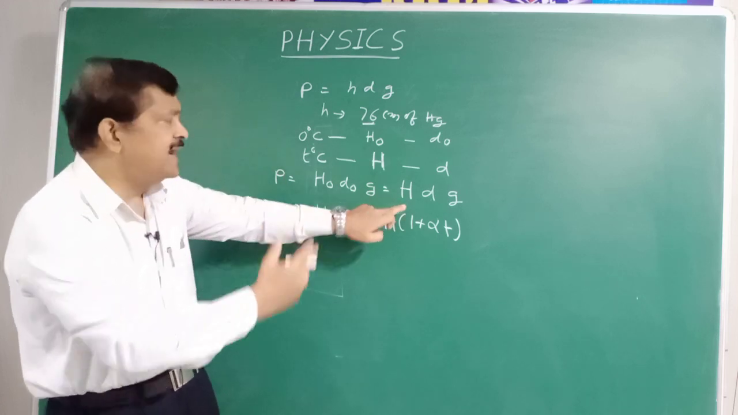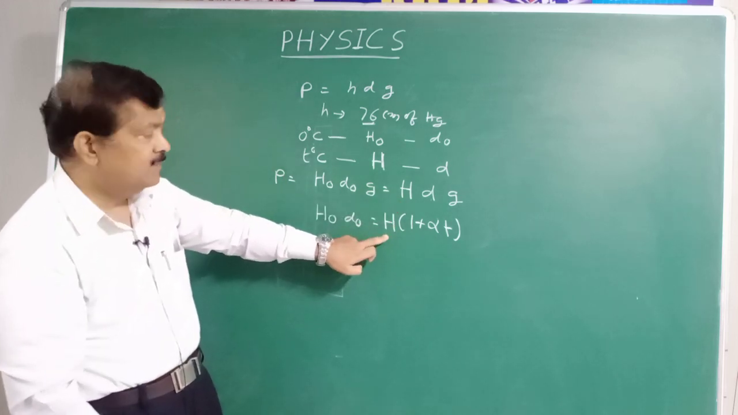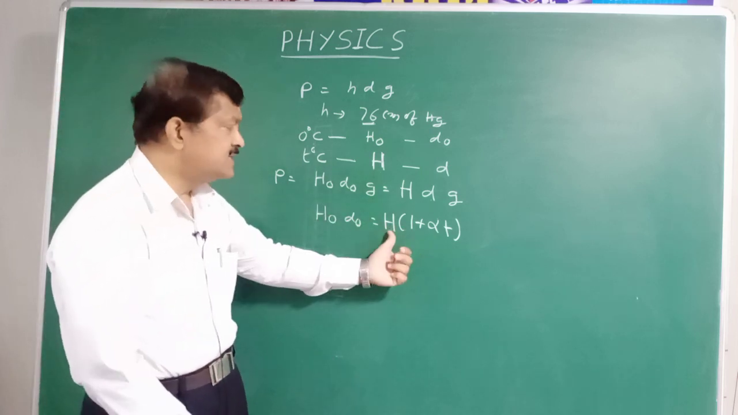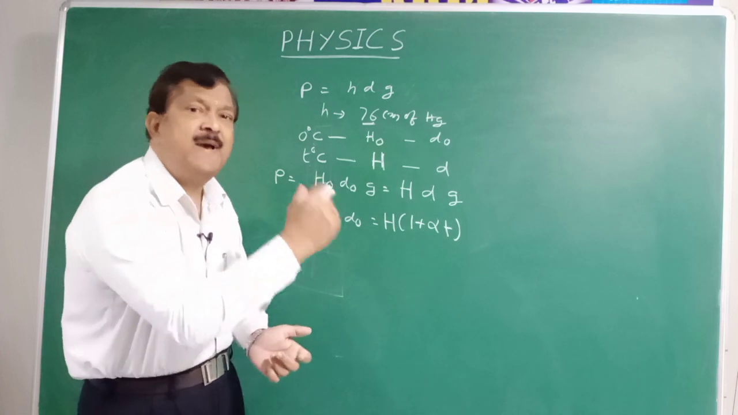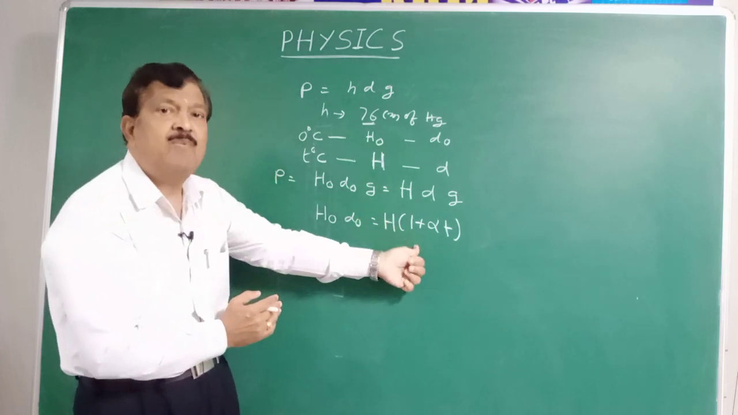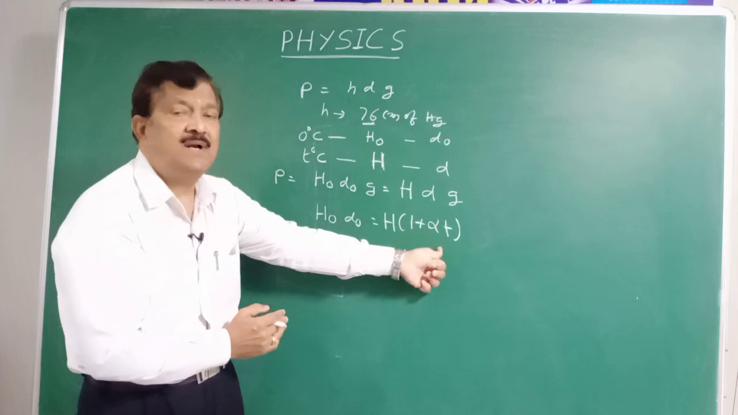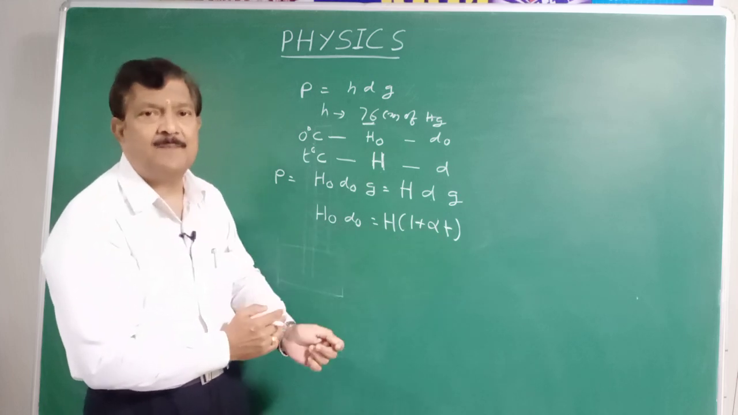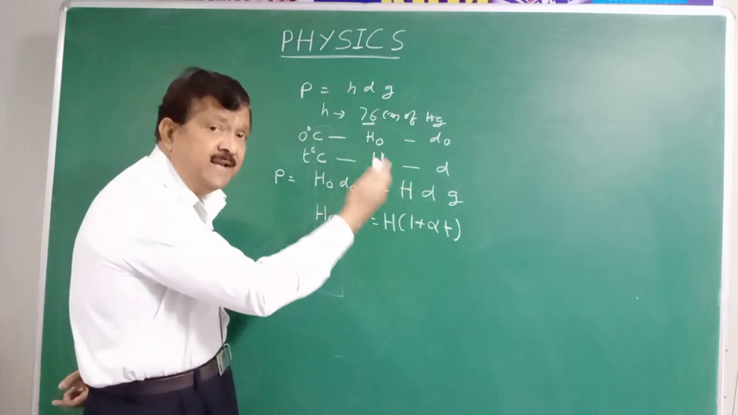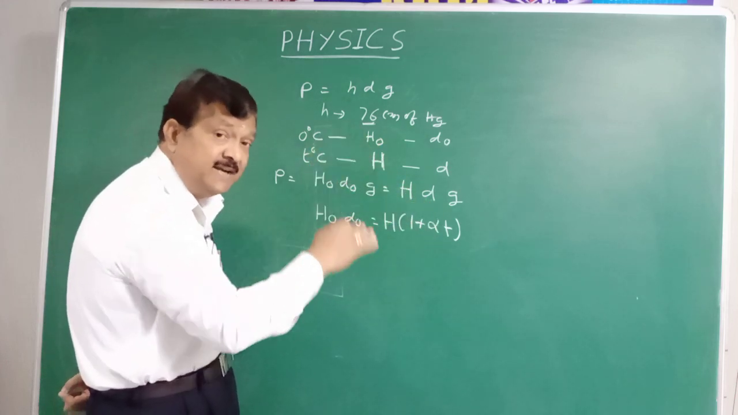So to get the correct value, we know this reading, but the correct value is H of 1 plus alpha t, because this H into alpha t represents the expansion. So the total reading is the value you are showing plus the expansion, which gives the total length of the mercury column. And coming to density, as the temperature increases for liquids, density decreases.